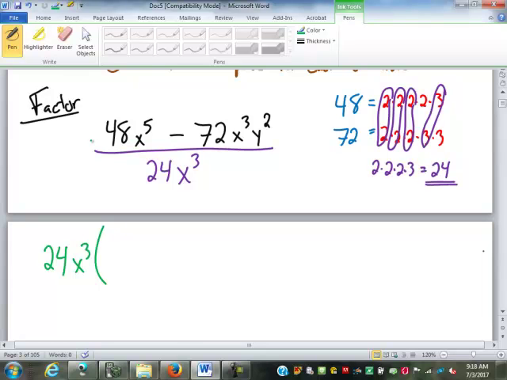So now we have to divide it out to see what's left over. 48 divided by 24? 2. X to the 5th divided by x to the 3rd. X to the 2nd. Very good. Now we have negative 72 x to the 3rd y squared divided by 24 x to the 3rd. Negative 72 divided by 24. Negative 3. X to the 3rd divided by x to the 3rd cancels out. Y squared is just y squared. Nothing divided out by.